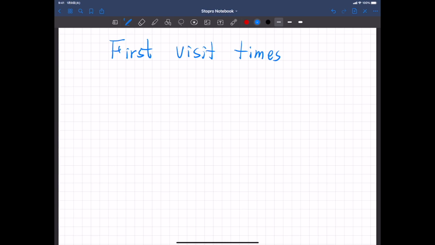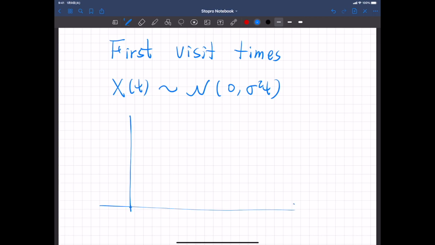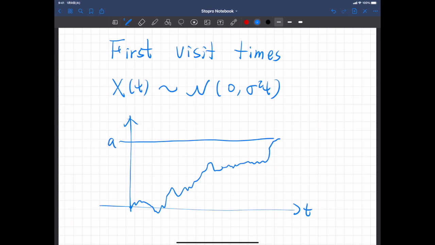Next, we would like to consider the problem of first visit times. So again, let's say x of t is a Brownian motion with sigma squared t as the variance. Okay, here's the problem. If we start from the origin, where the horizontal axis is time, and we start this Brownian motion, what is the time this Brownian motion path reaches this value a for the first time? So we want to calculate the expectation value of this time. Let's call it TA.